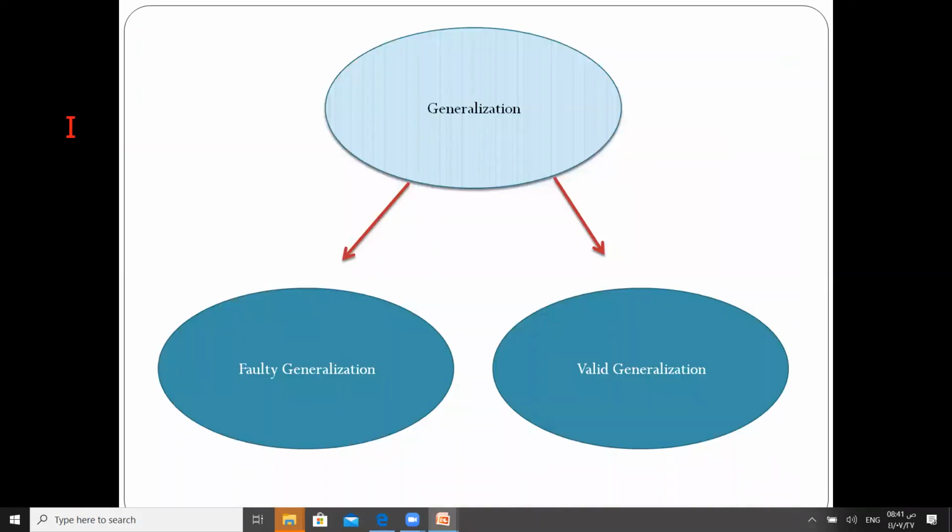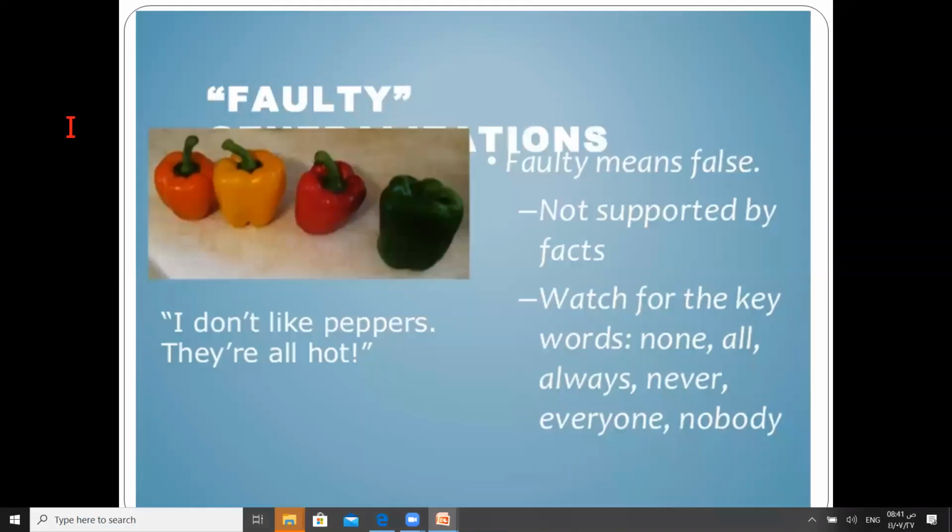Now, girls, we have two types of generalization: faulty generalization and valid generalization. Let's talk about faulty generalization. Faulty means false. Faulty generalization is not supported by fact. I have opinion instead of facts.